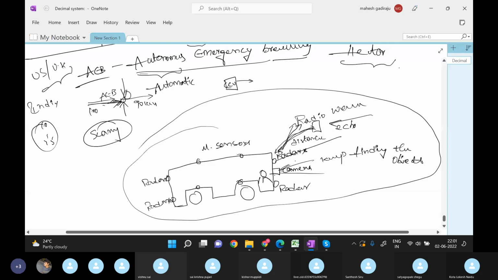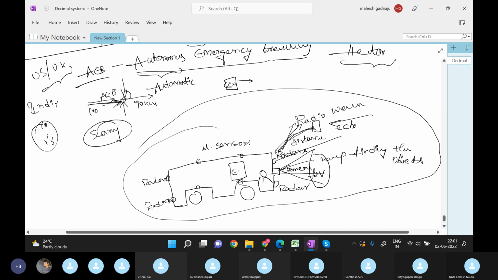Camera is like it will have a 50-degree camera, 100-degree camera. So within this range, we call it the field of view. Within this range, whatever objects are there, it will find them. Got it?